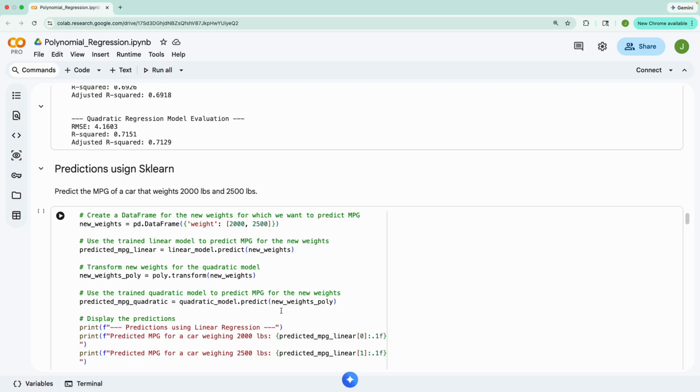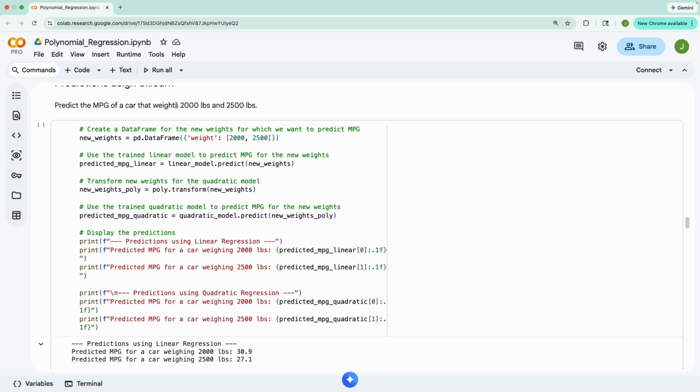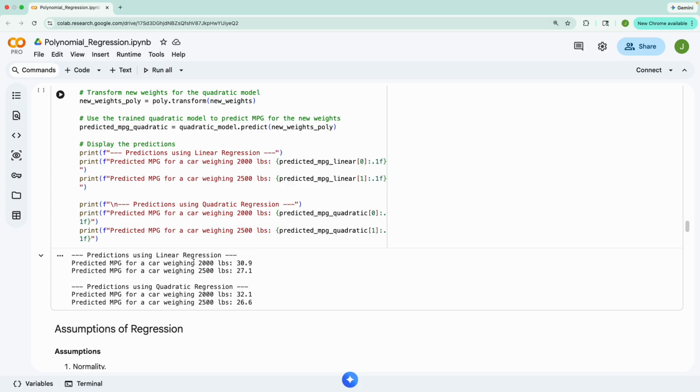Now we can use the MPG of the car to make predictions. Okay, so based on a 2,000-pound car and a 2,500-pound car, we can see that using linear regression for 2,000 pounds, our estimated MPG is about 31 versus 2,500 is 27. Okay, for a quadratic, it's 32 for the 2,000 versus 26.6. So a little bit of a different estimate, but both within reason.